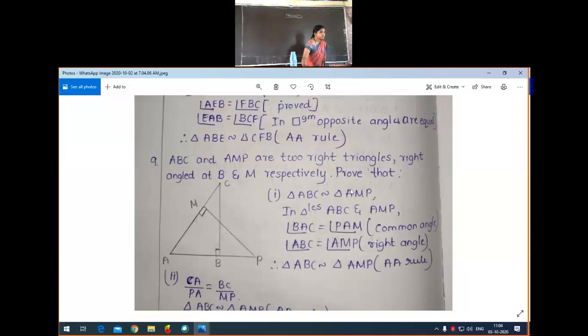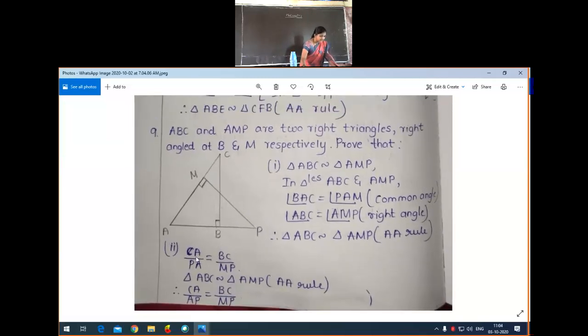Prove that. What we have to prove in the first part is triangle ABC similar to triangle AMP. In the second part, what we have to show is CA divided by PA is equal to BC divided by MP. This one we have to prove in the second part.